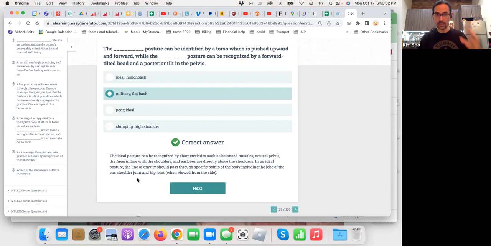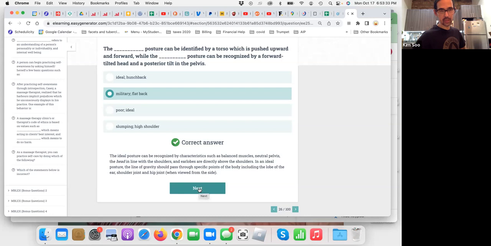Let's educate ourselves. The ideal posture can be recognized by characteristics such as balanced muscles, a neutral pelvis, the head in line with the shoulders, and earlobes directly over the shoulders. In an ideal posture, the line of gravity should pass through specific points of the body, including the lobe of the ear, the shoulder joint, and the hip joint. Lobe of the ear, the shoulder joint, down into the hip joint, when viewed from the side.